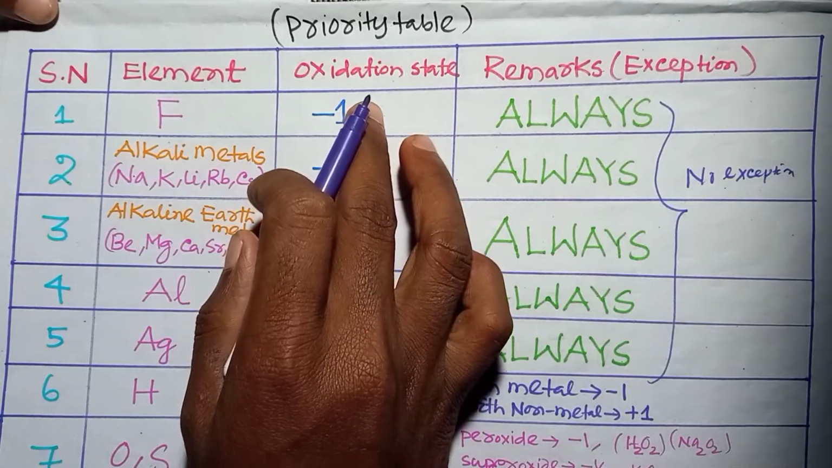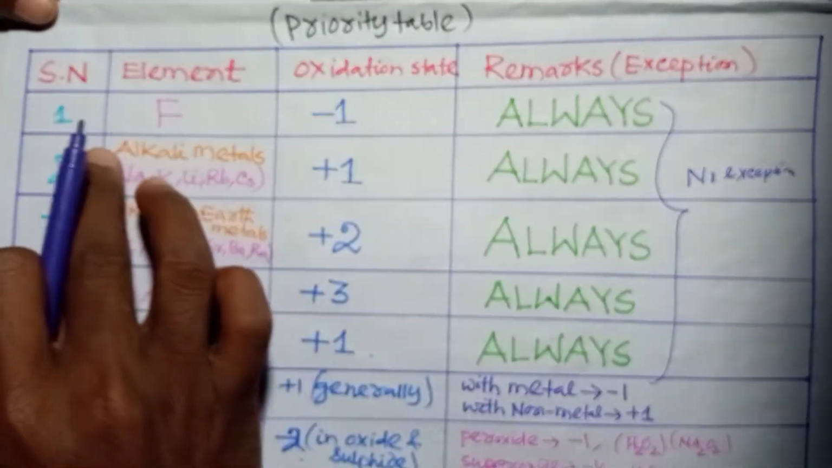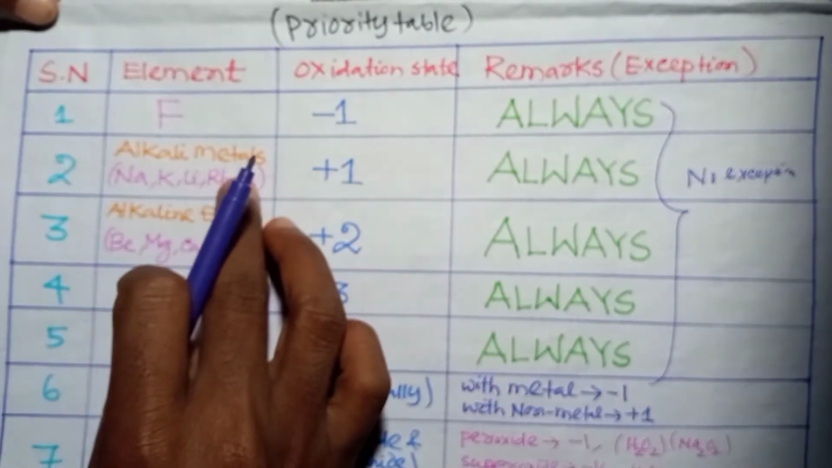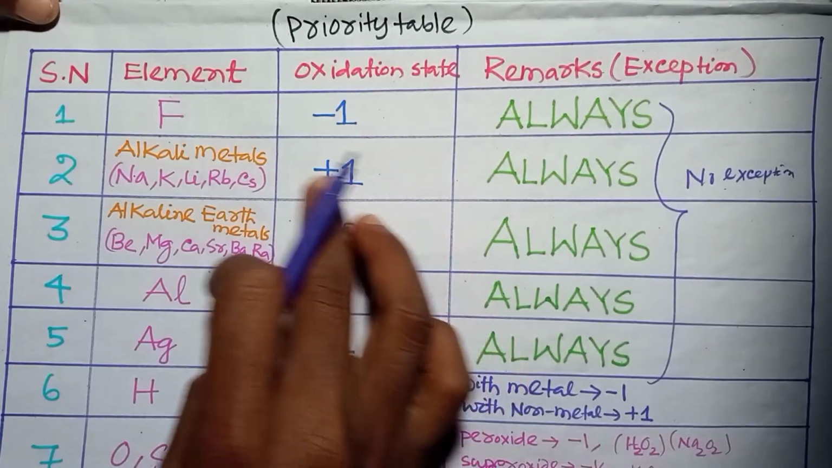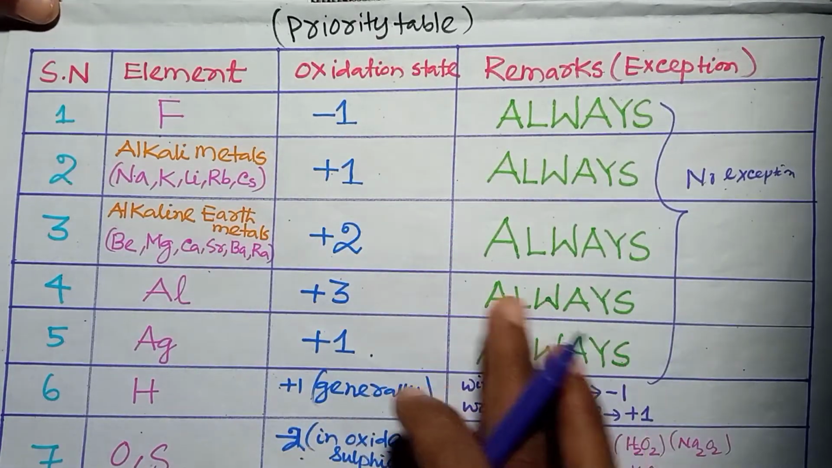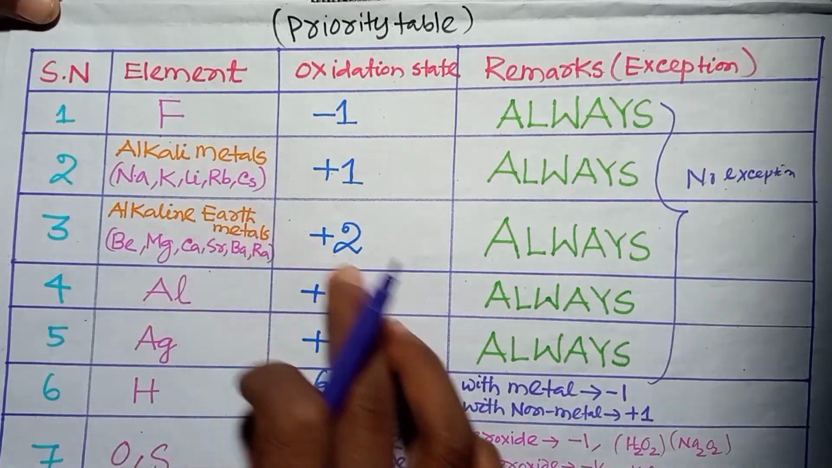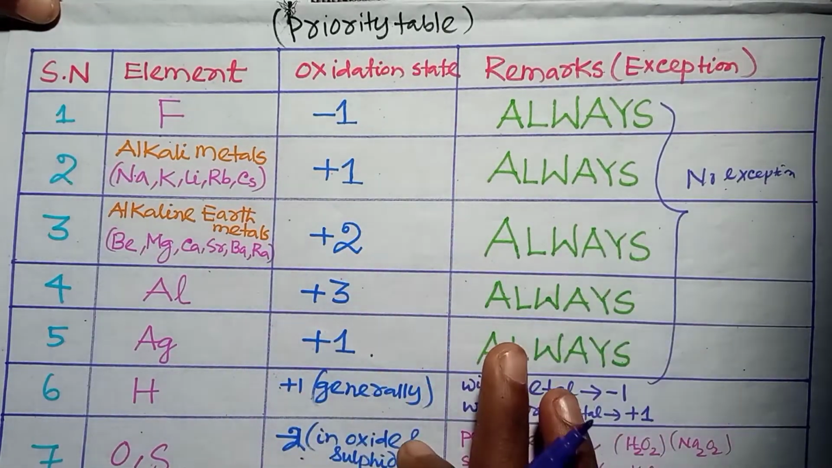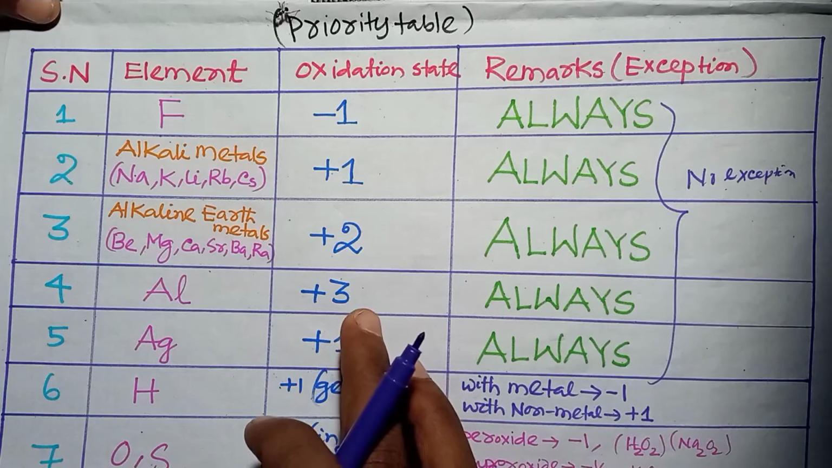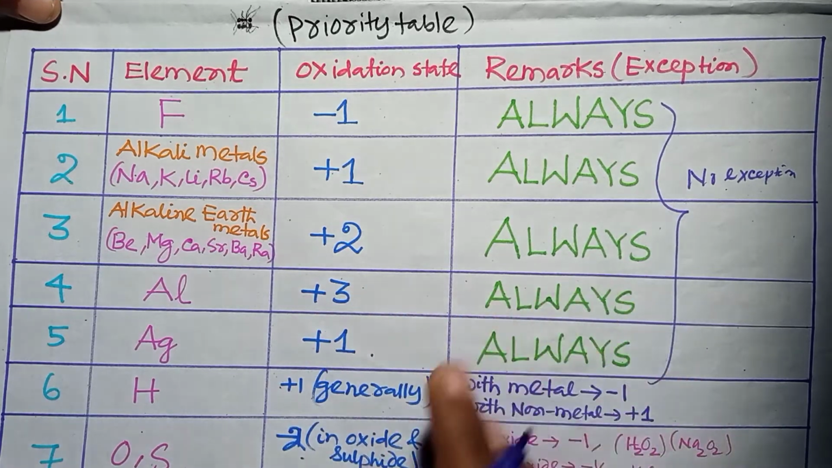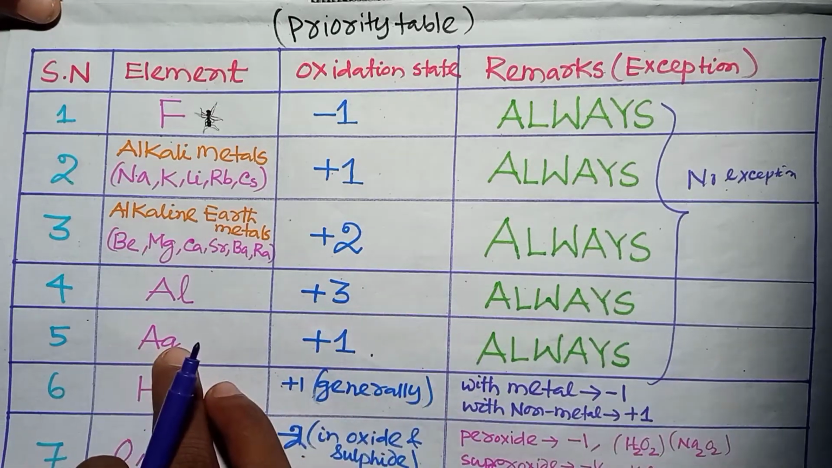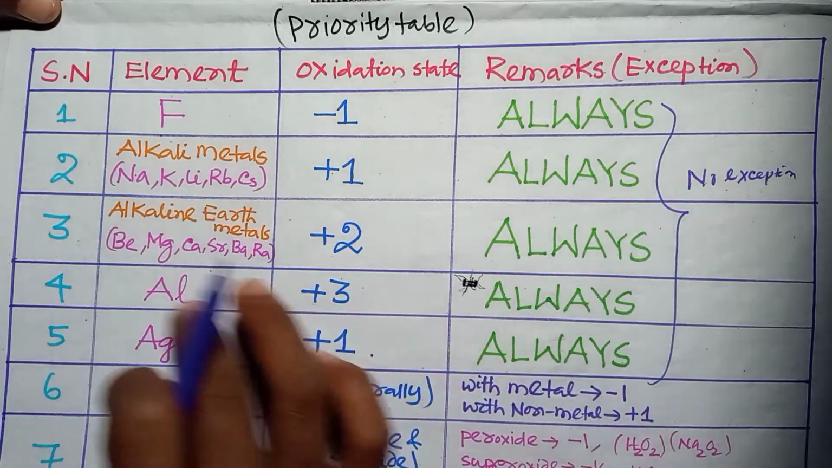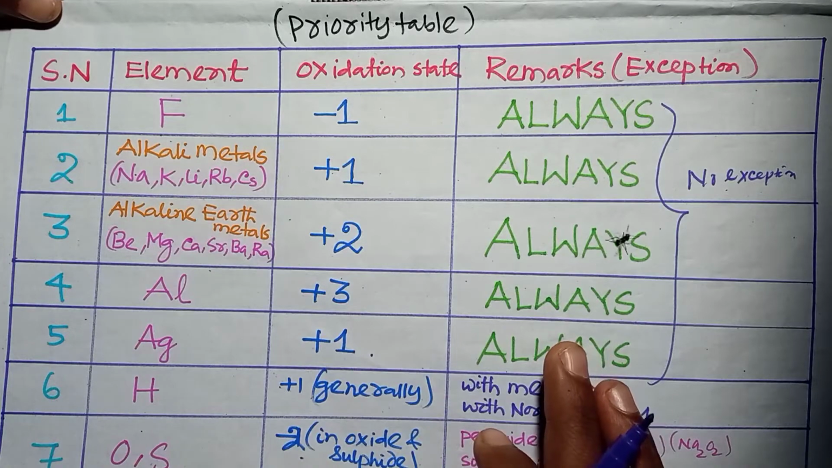Fluorine has always an oxidation state of -1. Alkali metals like sodium, potassium, lithium, rubidium, cesium have an oxidation state of +1, always. Similarly, alkaline earth metals have an oxidation state of +2, always. Aluminium has an oxidation state of +3, always. Similarly, silver has an oxidation state of +1, always. These elements have no exception.